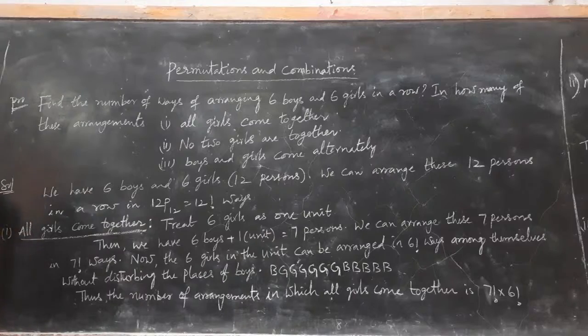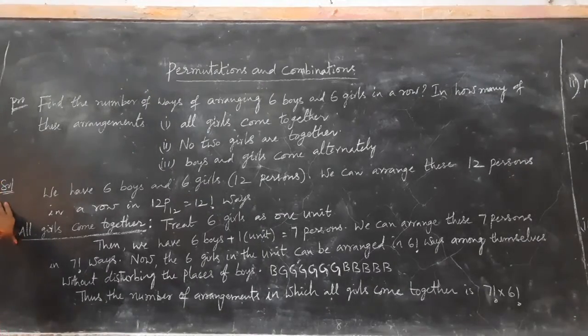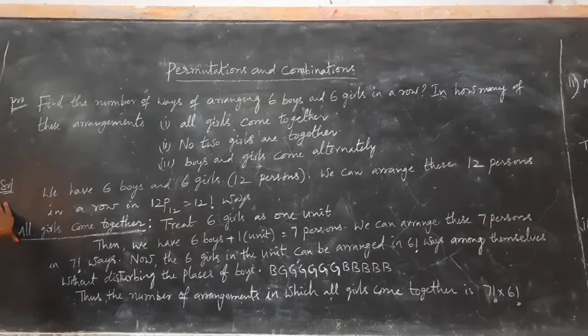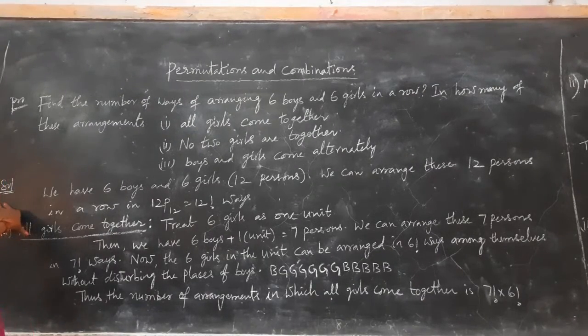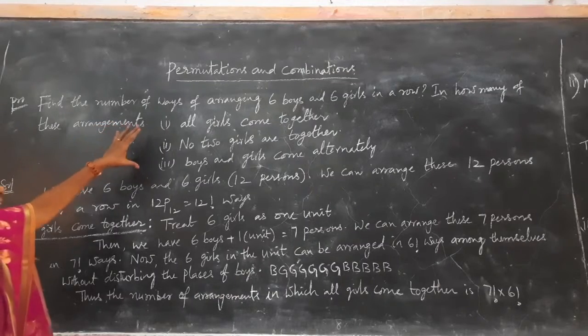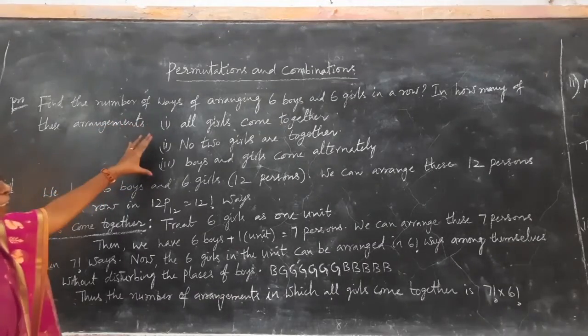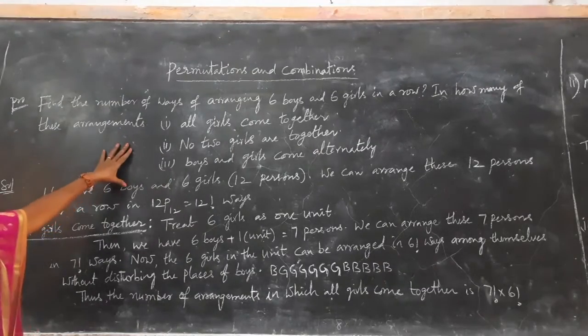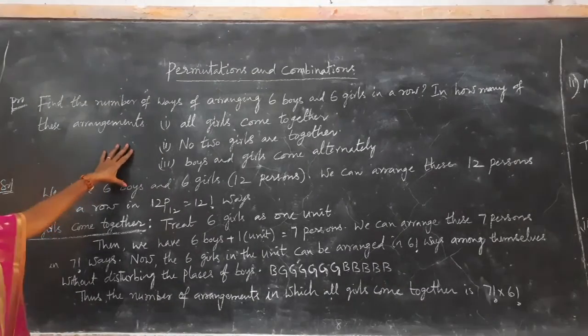Now we have another problem. See here. Find the number of ways of arranging 6 boys and 6 girls in a row. In how many of these arrangements do all girls come together? No 2 girls come together? Boys and girls come alternately? So this is our problem. We have to find the number of arrangements satisfying all these 3 conditions.